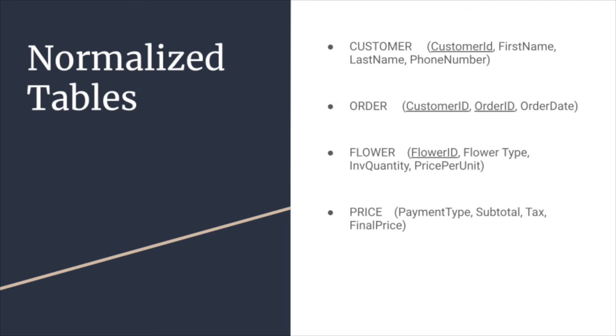Next, under normalized tables, we have flower. That has flower ID as the primary key, flower type, inventory quantity, and price per unit. And then finally, we have price, and that is going to have payment type, subtotal, tax, and final price. Normalized tables was a way for us to consolidate our data and break it down so it's more organized and a lot easier for the company itself to read. It also just looks better for the database.